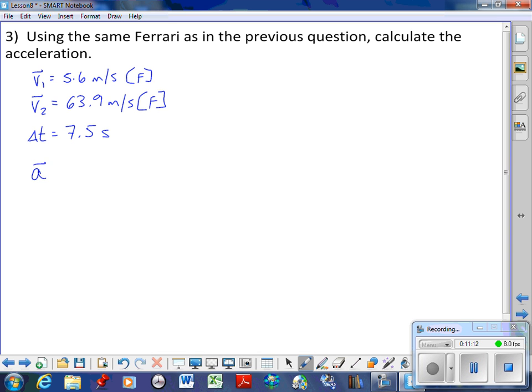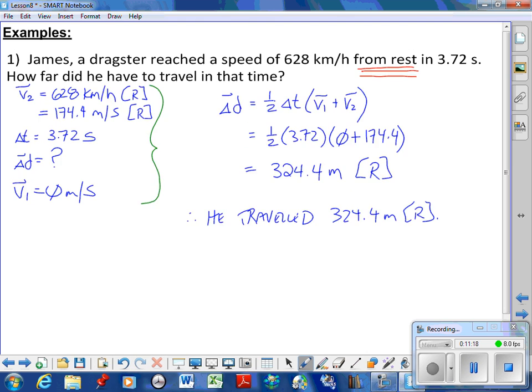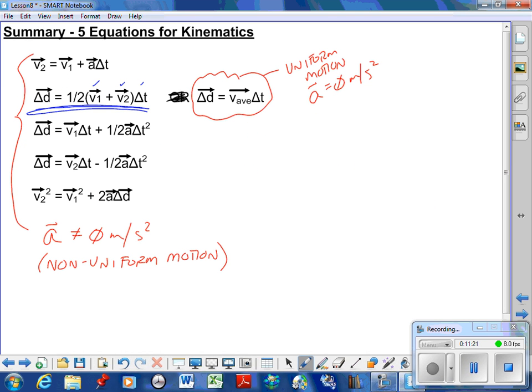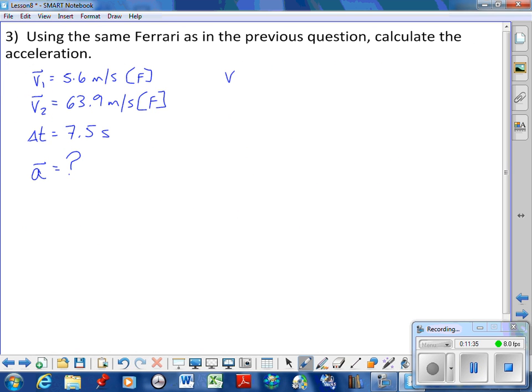Now we're looking for an acceleration. So again, it's a process of decoding. You go back to your 5 equations and you look for the information. We know V1, V2, and a time, and now we're looking for an acceleration. You scan through them and you find that this one here has V2, V1, time, and acceleration. So we're all set. V2 equals V1 plus a delta t. 63.9 equals 5.6 plus, we're looking for that acceleration, times 7.5. Now it just becomes a process of solving for a.